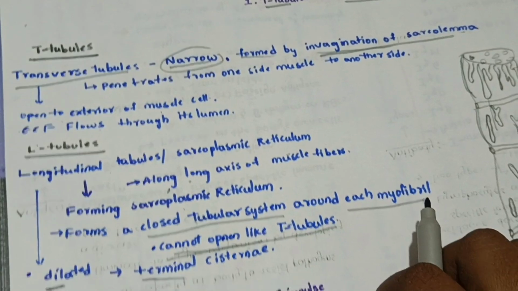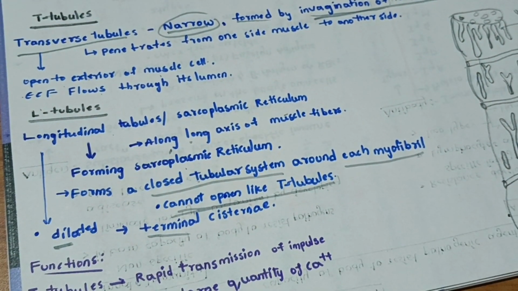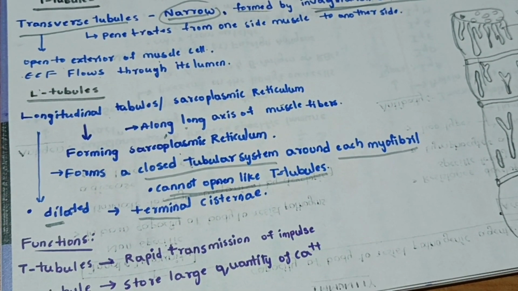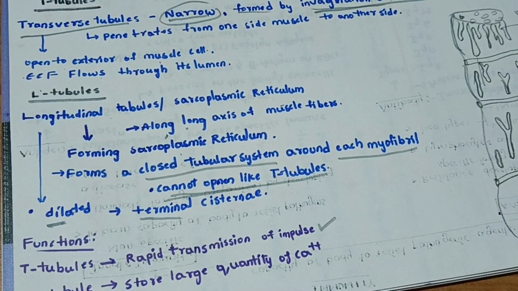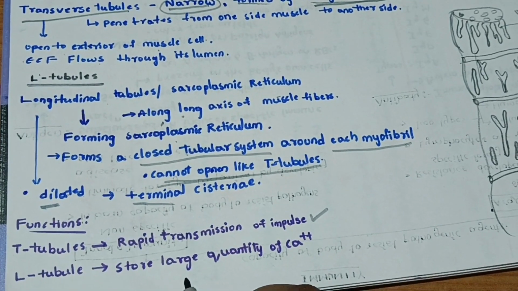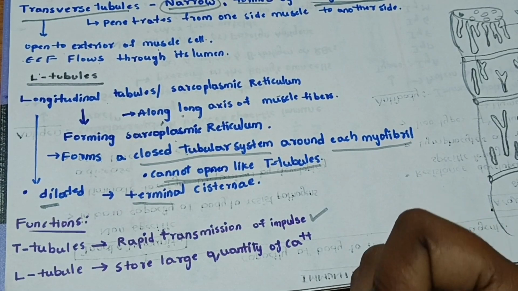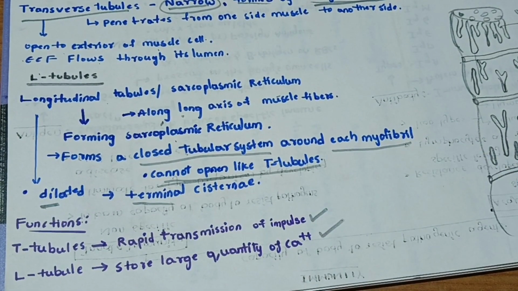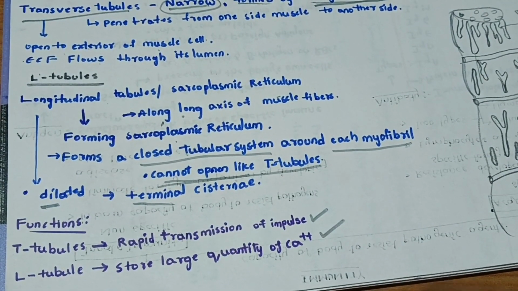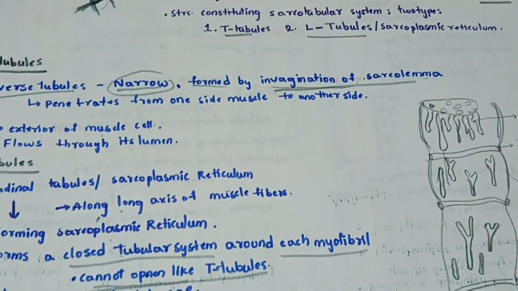So what are the main functions of the sarcotubular system? As the T tubule is open, it helps in rapid transmission of the impulse. Whereas the L tubule is a storage site, storing a large quantity of calcium ions for muscle contraction. This is the complete discussion of the sarcotubular system.